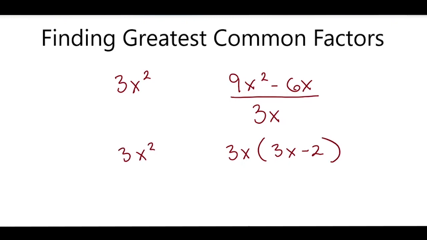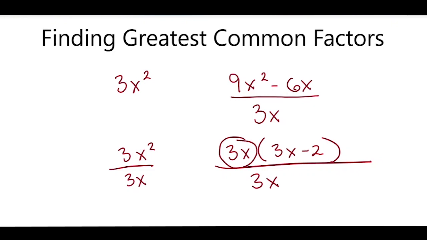So what can I divide both of these by? Well, right away I see I have a 3 and a 3 and an x and an x. And so I can factor both of them by 3x. So that means that my greatest common factor is 3x.